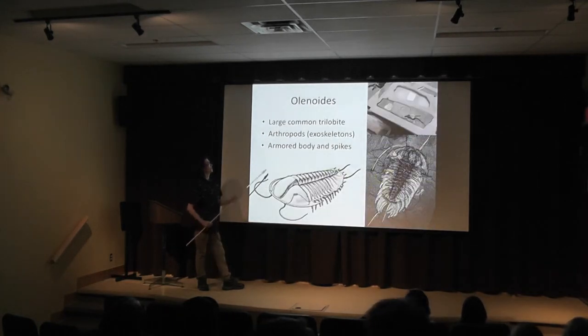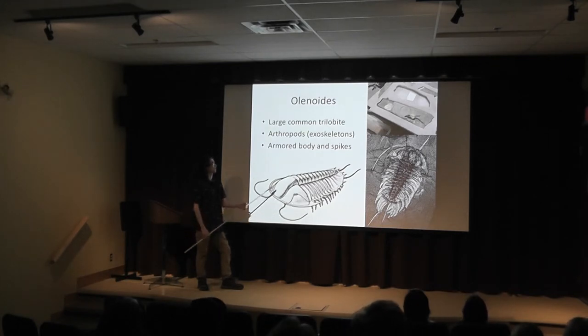I'll be starting off with Olenoides, one of the most common creatures of the Burgess Shale. It was a large arthropod called a trilobite, with an exoskeleton and spikes running along its side, which would have helped it protect itself from predators.